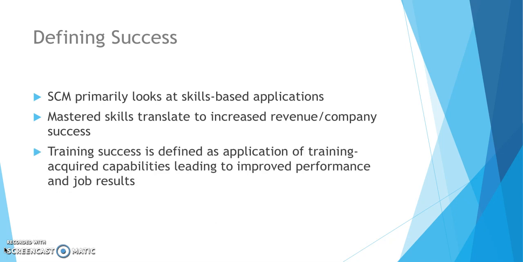Training success is defined as the application of training-acquired capabilities leading to improved performance and job results. That's just a rehashing of what we've been saying. These are things that the trainees should be able to take back to their actual day-to-day work and incorporate to allow them to produce more. Whether that is sales numbers, or something they actually produce while they're there, whether they're churning out reports or what have you, there should be some level of quantitative result that can be measured and show an increase.